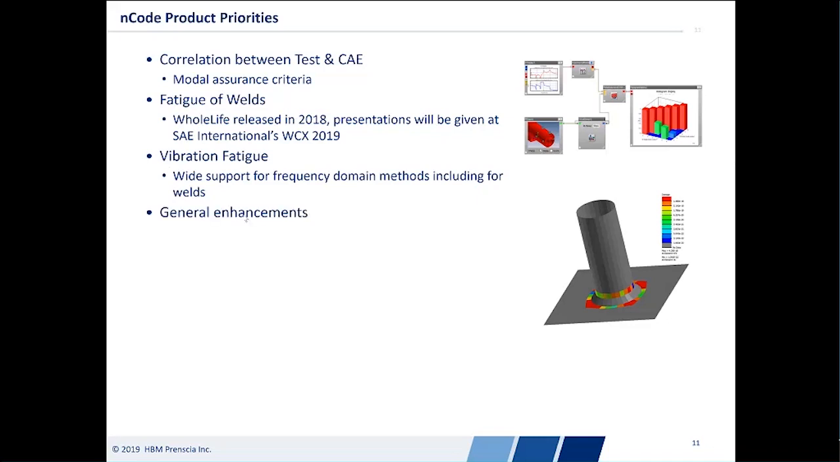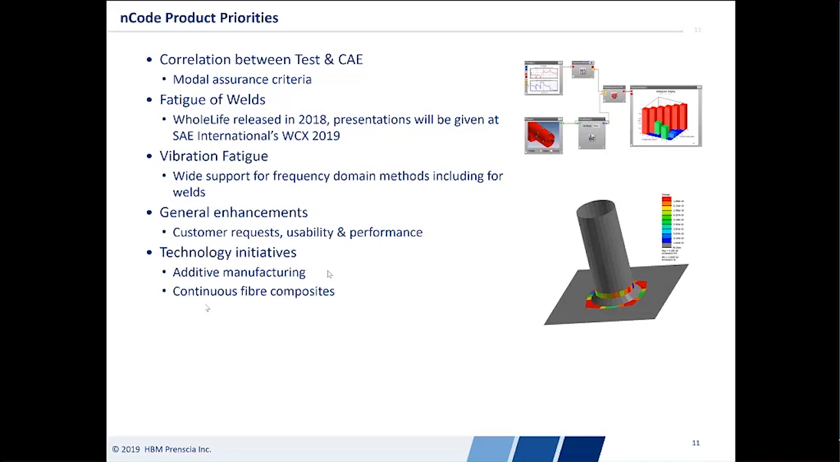General enhancements: although we develop new stuff in there, we're very much listening to customer requests, and we keep making sure our software has a good level of usability and is as performant as it can be. Technology initiatives, so we got a technology team. They're looking at fatigue methodology for additive manufacturing components or for continuous fiber composite material, durability of those materials.